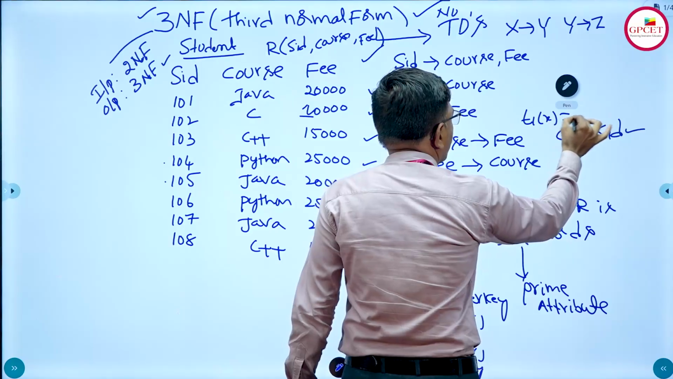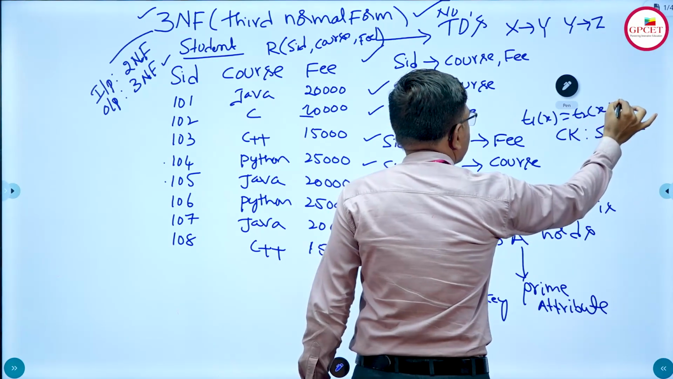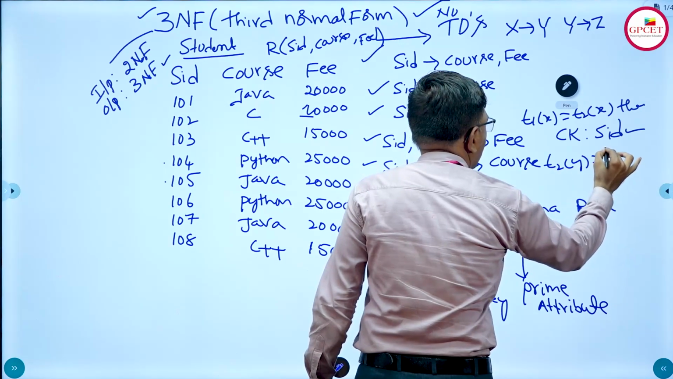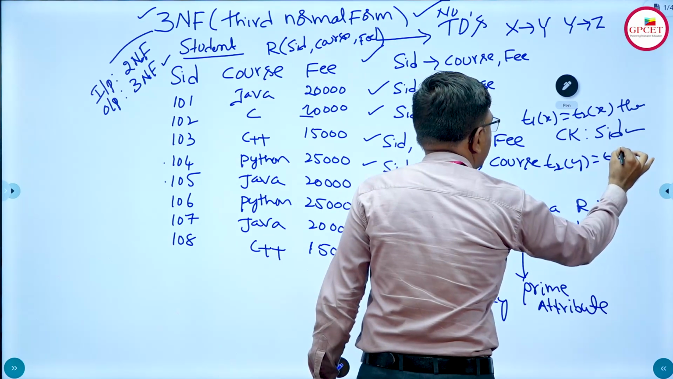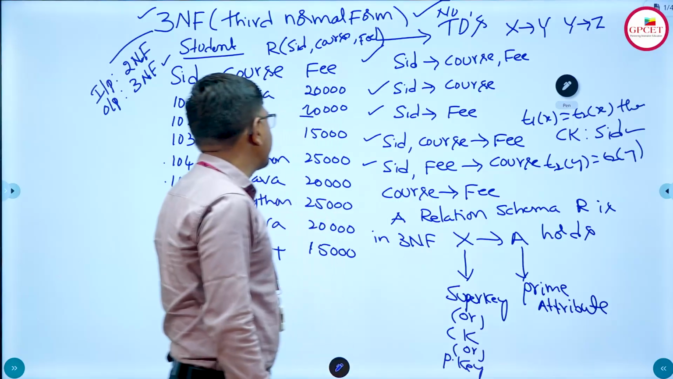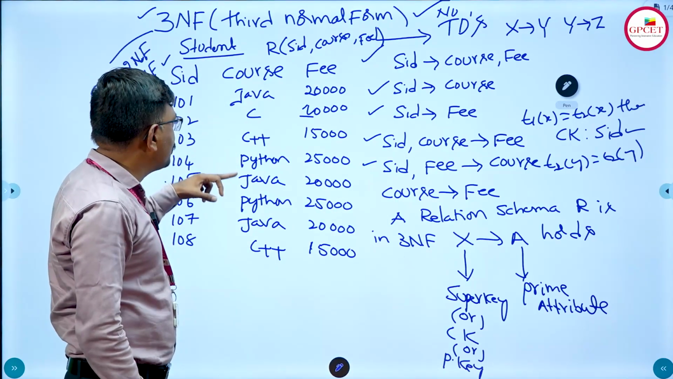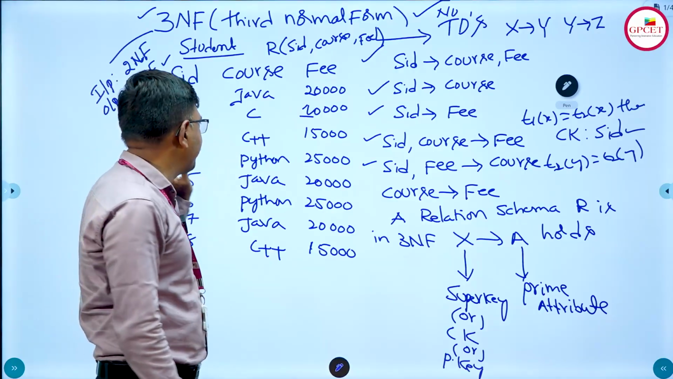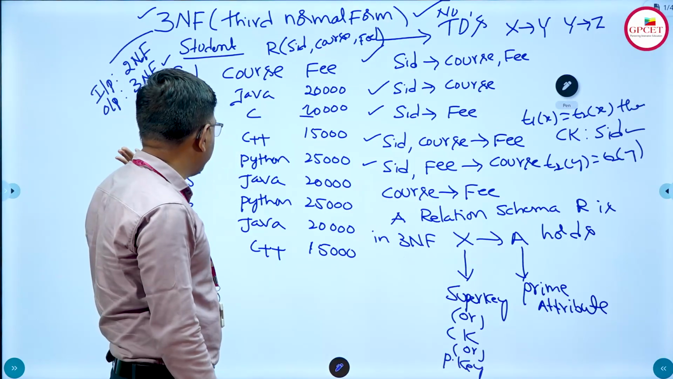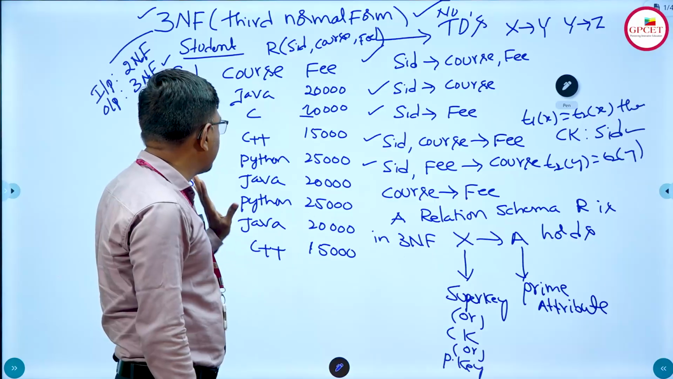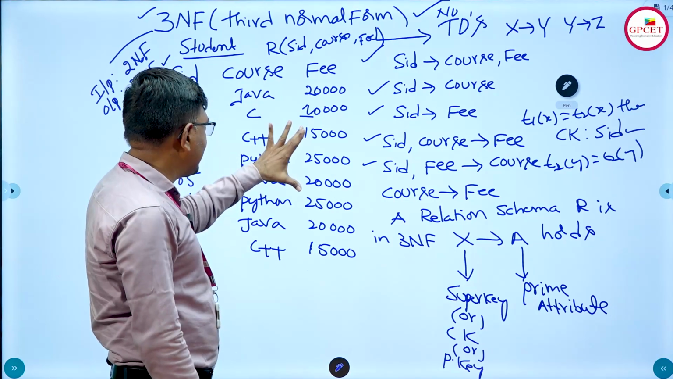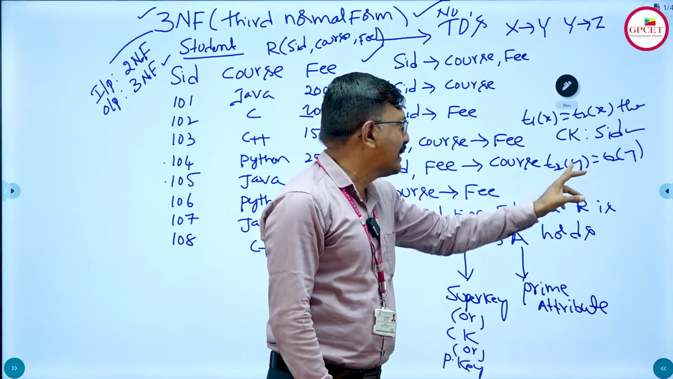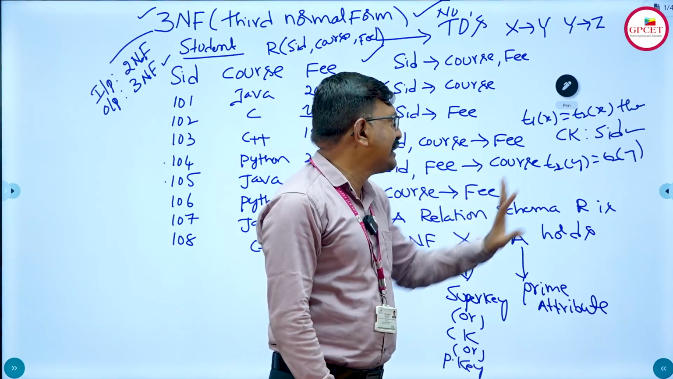If T1 of x equals T2 of x, then T1 of y equals T2 of y. The condition is satisfied. Observe here first one Java, and what is the right hand side? 20,000, 20,000. The functional dependency is satisfied. Whereas in C++ 15,000 and then C++ 15,000, left hand sides are equal and right hand sides are also equal. Why? Because of the property T1 of x equals T2 of x and then T1 of y equals T2 of y.